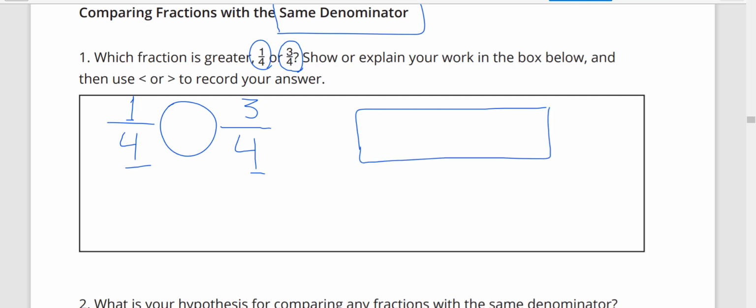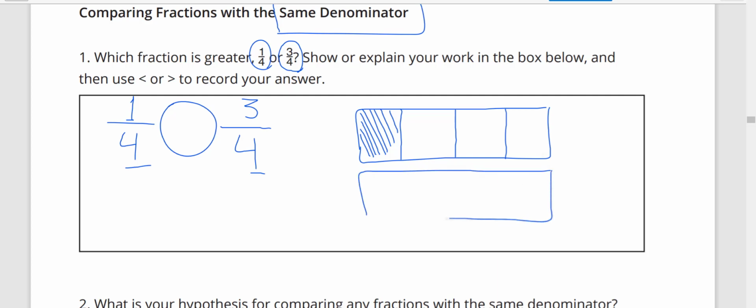This one whole is divided into four equal parts. First, divided into two equal parts, and each part divided into two equal parts, like this. For the first fraction, shade one part because the numerator is 1. And draw a model for the second fraction, the same as the first model.